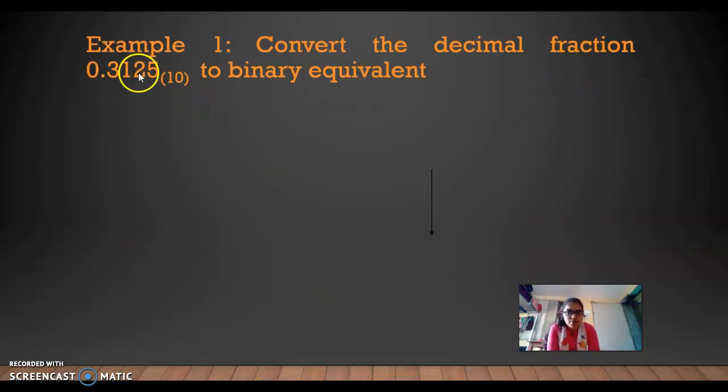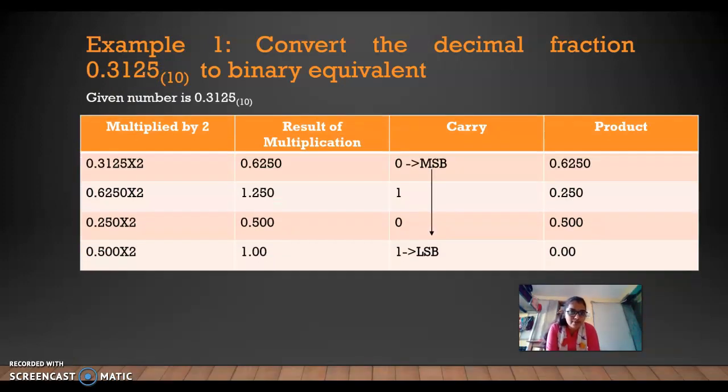Convert the decimal fraction 0.3125 in base 10 to its binary equivalent. Looking at the integral part, we have a 0, so keep it as it is. Coming to the fractional part, we have 0.3125. This is the decimal fraction. That is our first step: start multiplying it by 2. Here I made a table with 4 columns. The columns are multiplied by 2, result of multiplication, carry and product.